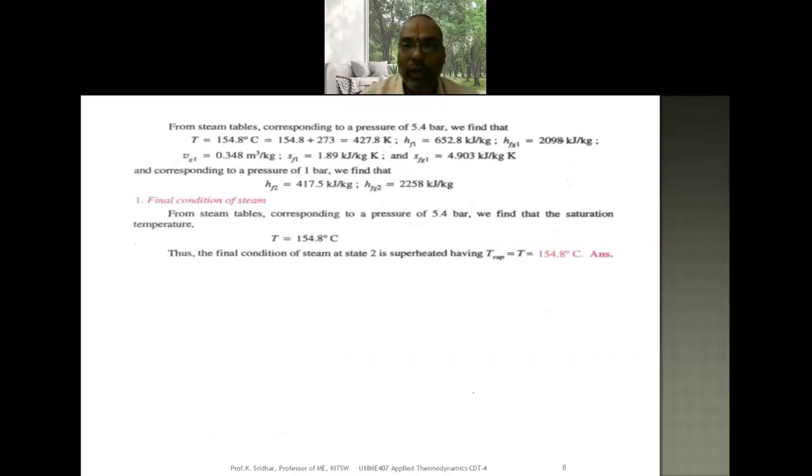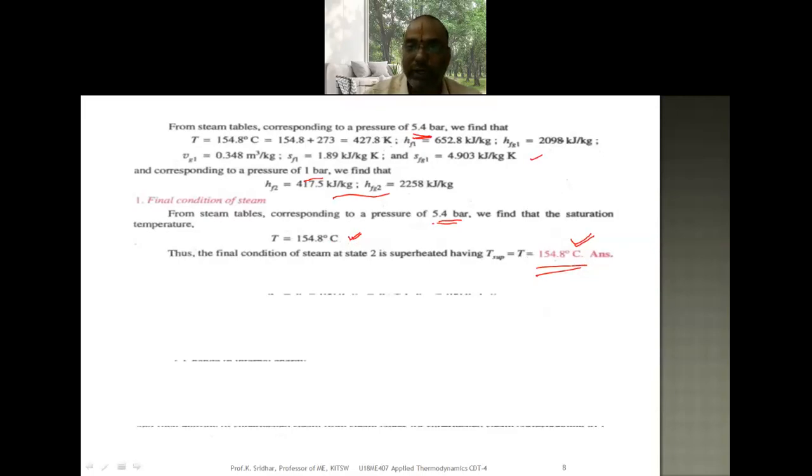By doing all these things from the steam tables or from the Mollier chart, we are able to find out the final condition of the steam, that is the T superheated, which is equivalent to 154.8 degrees centigrade. He has given the corresponding pressure of 5.4 bar. From 5.4 bar, we are able to know that the corresponding saturation temperature is equivalent to 154.8 degrees centigrade.